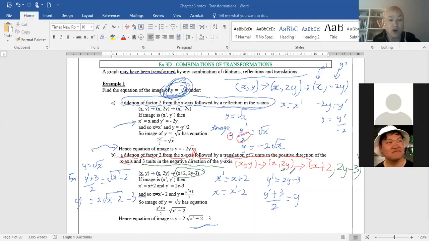So translations go on the axis. So it's only dilations and reflections that go for the opposite value. Correct. Okay, thank you. Not a problem.